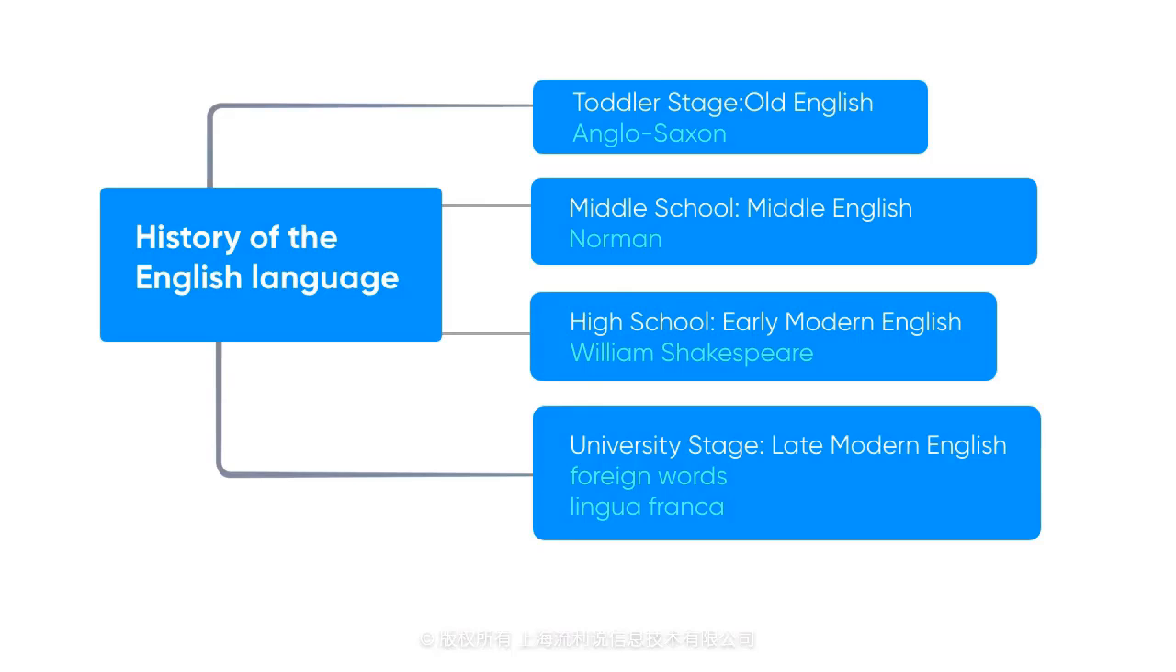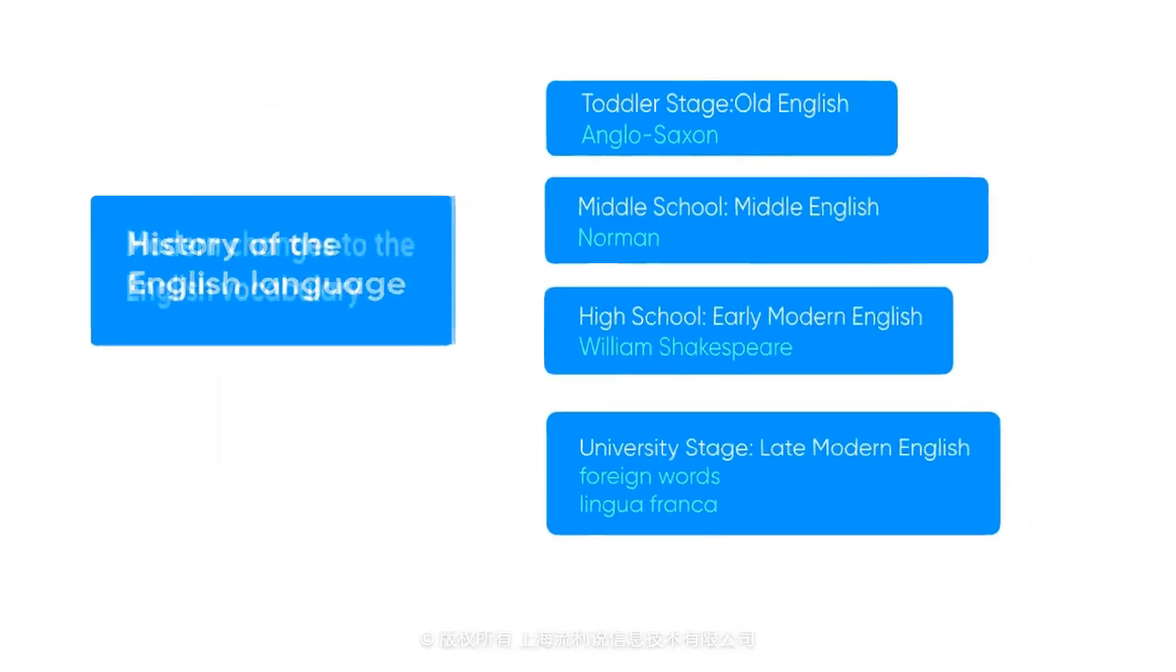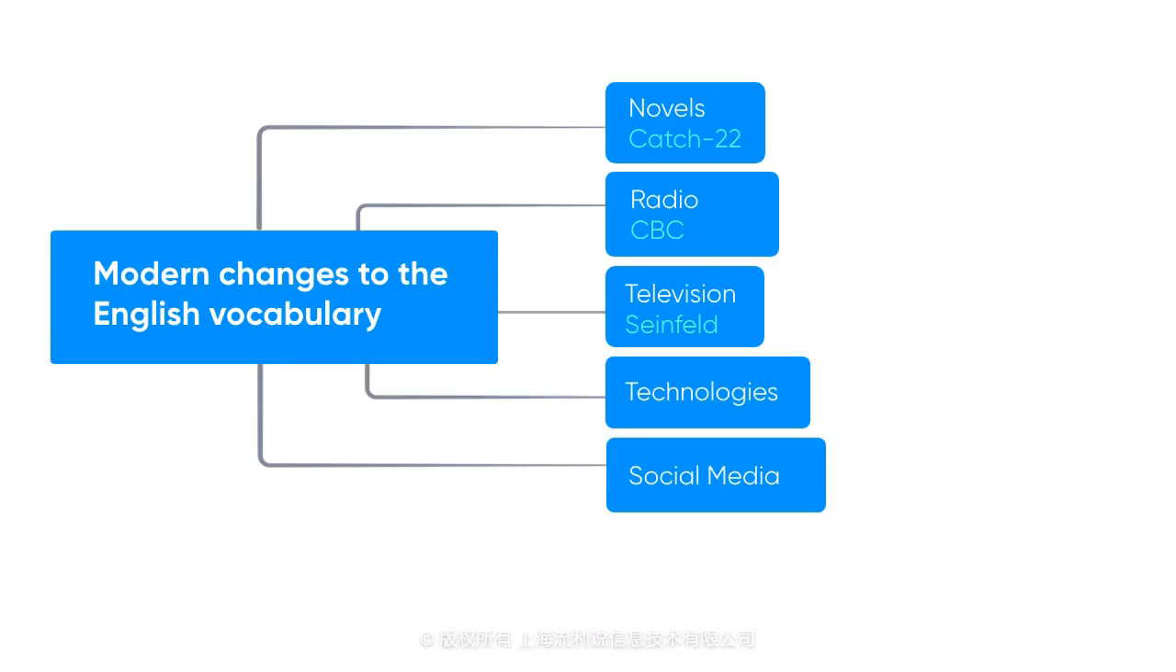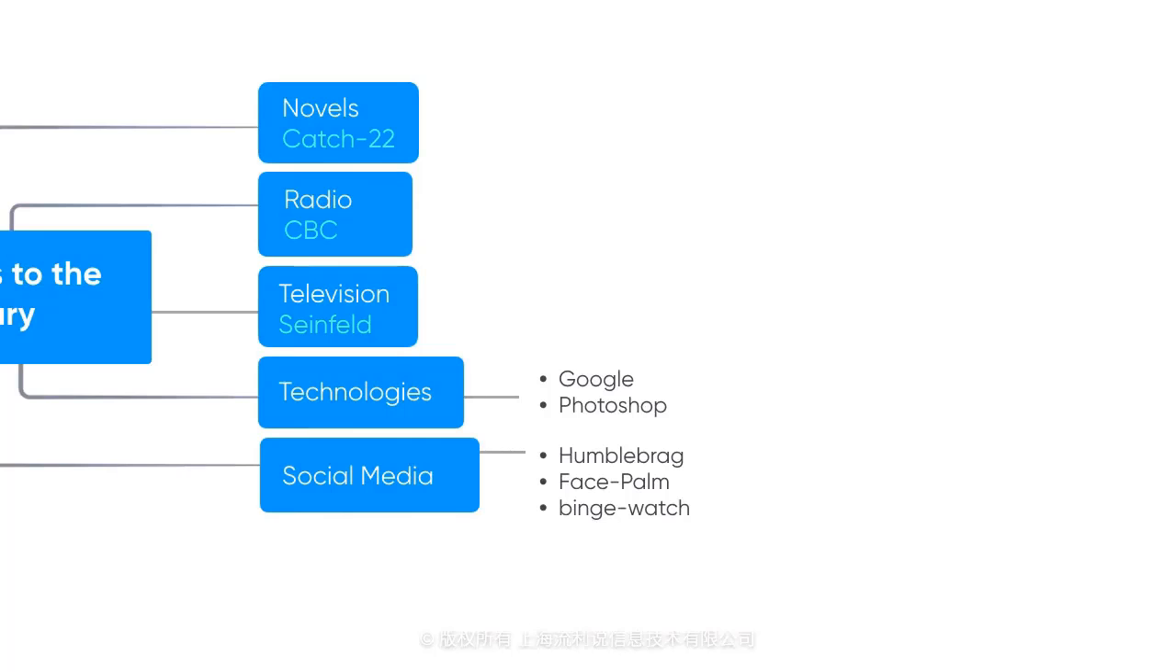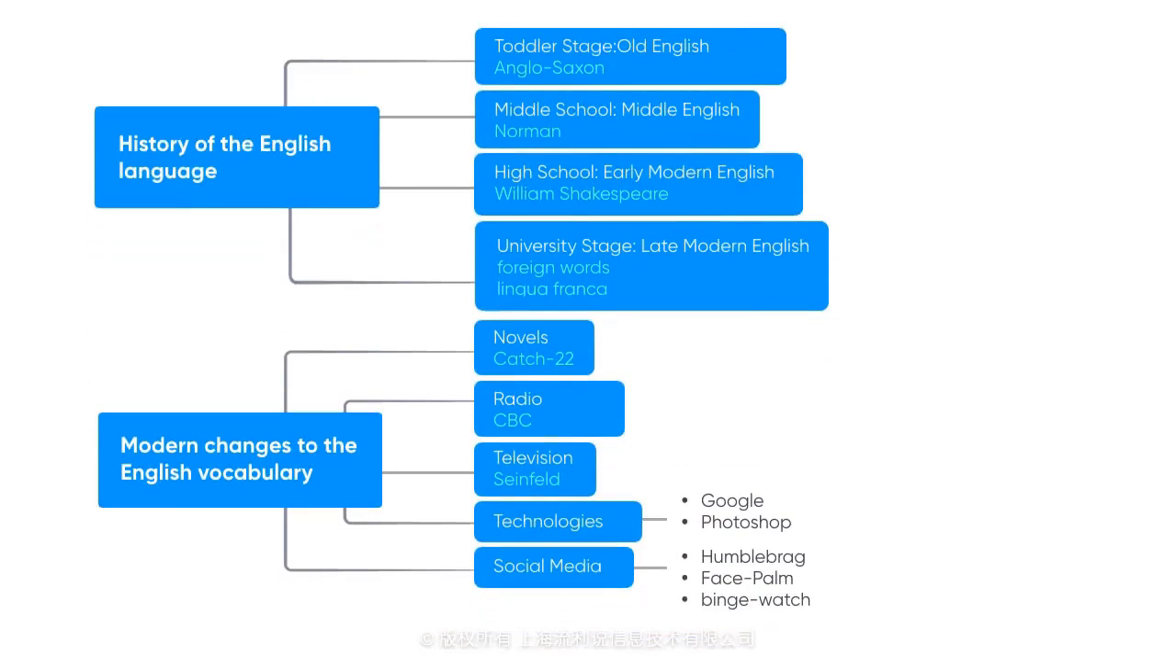To quickly review, today we talked about the history of the English language and how modern technology has helped to evolve the English language. We compared English to a human's life. It has experienced toddler stage, middle school, high school, and university. Now it's still growing thanks to novels, radio, television, technologies, and social media. We came to the conclusion that English is alive.